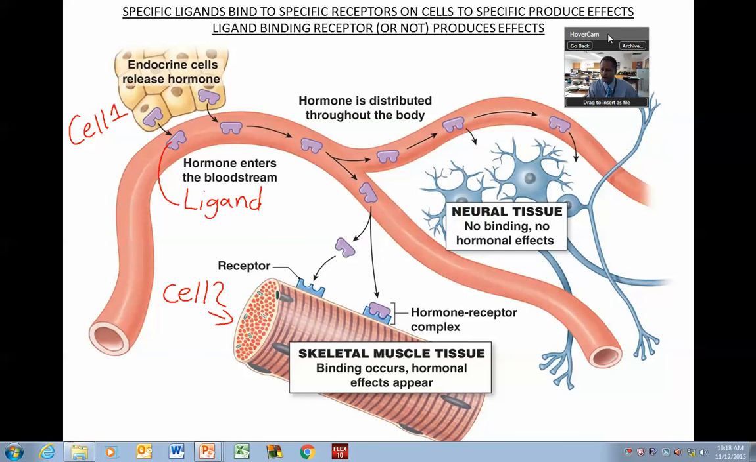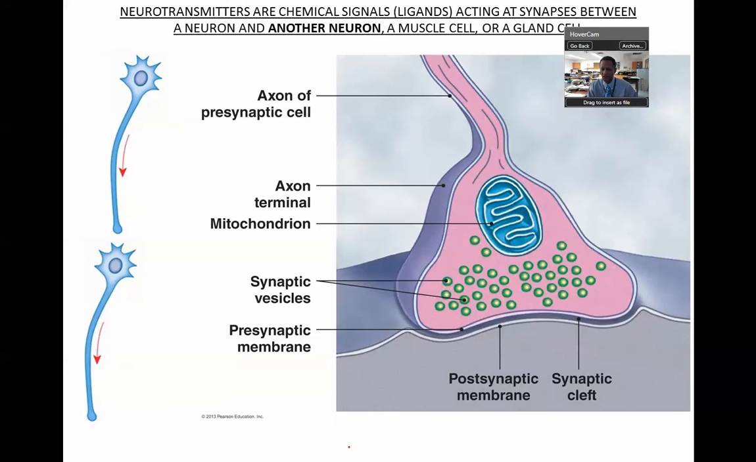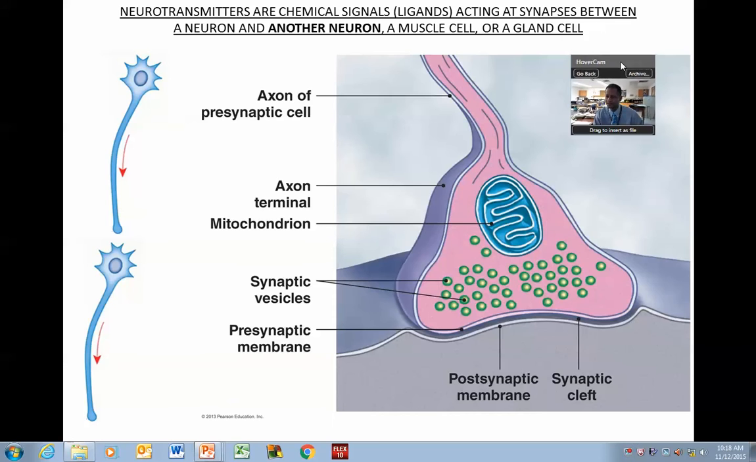So let's look in here. This is just looking at, here's cell 1. The ligand is actually a hormone, and it's going to travel the distance, and it basically affects, say, a skeletal muscle or a gland, or even nervous tissue. All right, so take a quick look at this.